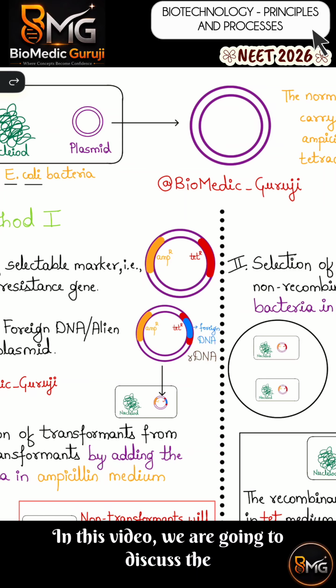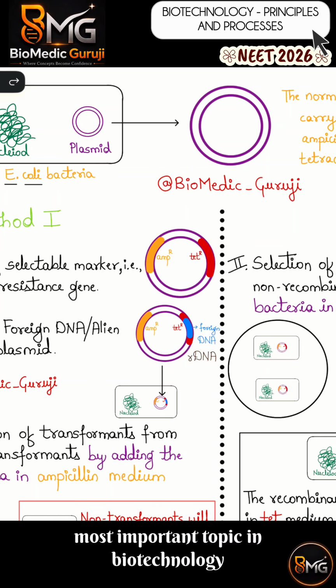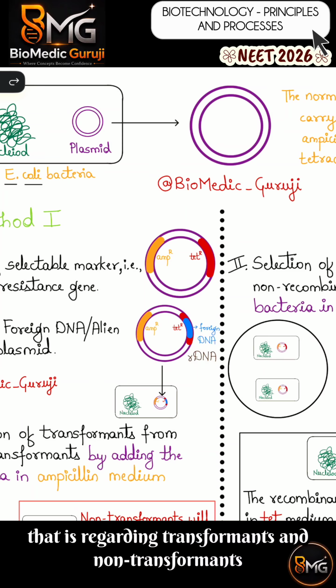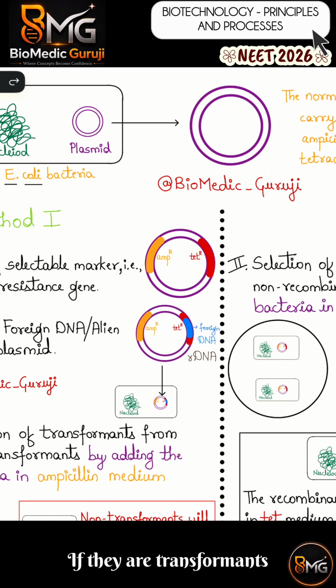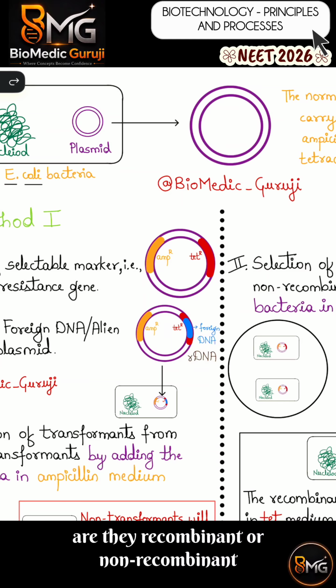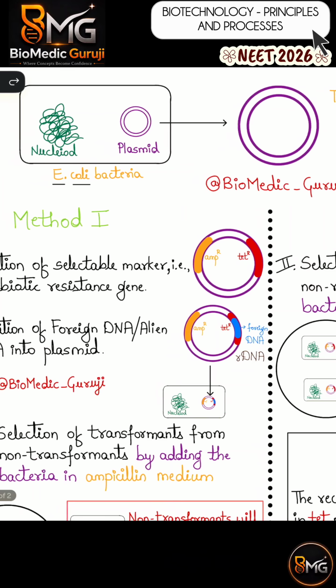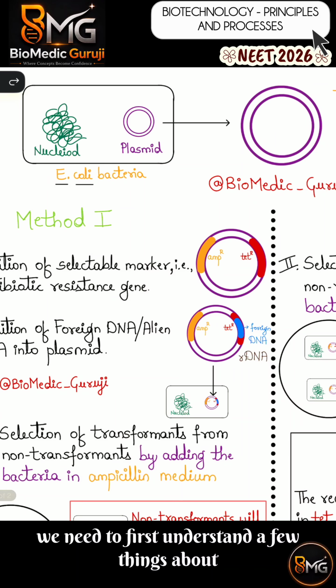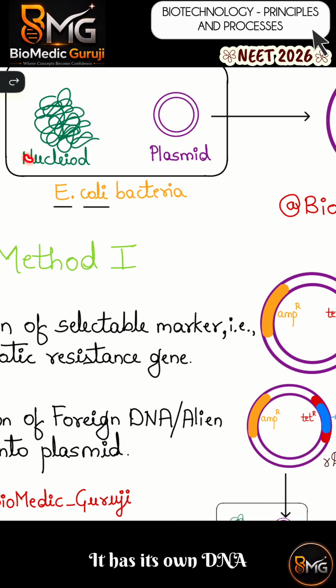In this video, we are going to discuss the most important topic in biotechnology, that is regarding transformants and non-transformants. If they are transformants, are they recombinant or non-recombinant? To understand this, we need to first understand a few things about E. coli bacteria. It has its own DNA which we call the nucleoid, and it also has an extra chromosomal DNA which we call a plasmid.